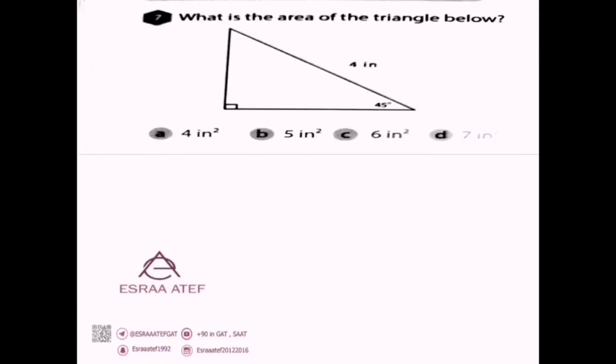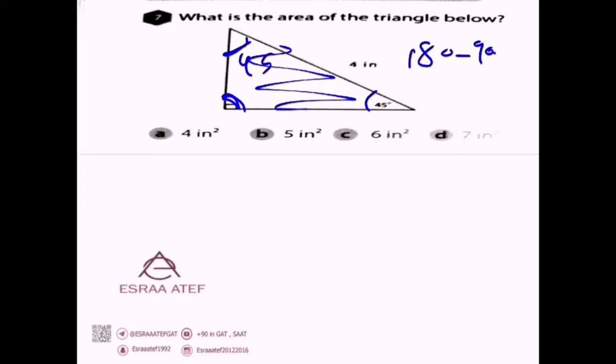Okay, here we have 45, and we have here 90, and here we don't have the angle, but it will be 45. Why? Because all the triangle is 180, and 180 minus 90 minus 45 gives me 45. So the third one will be 45. Okay, so this one equals this one. And he wants me to get the area.